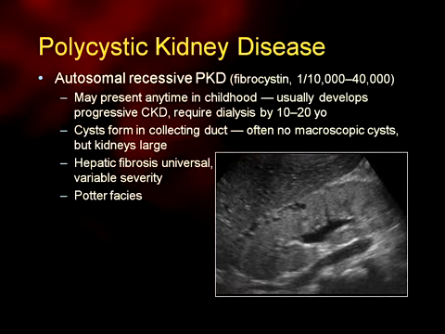You have this picture in your syllabus as well. The kidneys often look big, so you see large kidneys, but you often don't see standalone cysts. Hepatic fibrosis is universal in autosomal recessive polycystic kidney disease. So that's the thing to remember: ARPKD presents with not only kidney cysts, but also liver fibrosis.